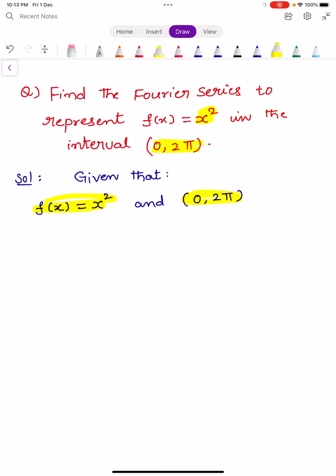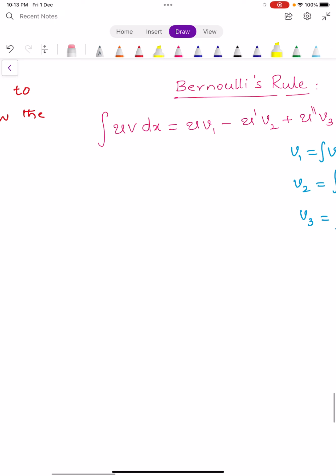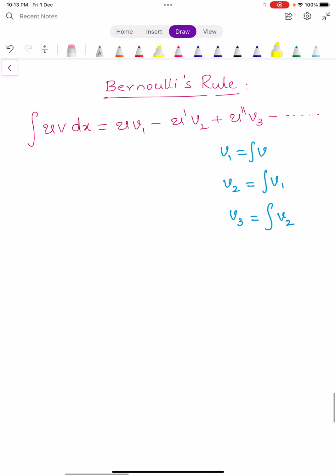To understand and to solve the problems in Fourier series, it is necessary to understand the integration formulas and how to work with Bernoulli's principle. It is very simple and easy. Let us see Bernoulli's principle or Bernoulli's rule of integration. Integral uv dx is equals to uv1 minus u dash v2 plus u double dash v3 and so on.